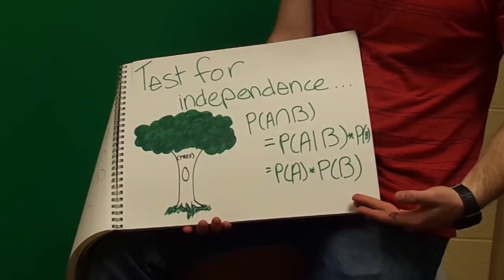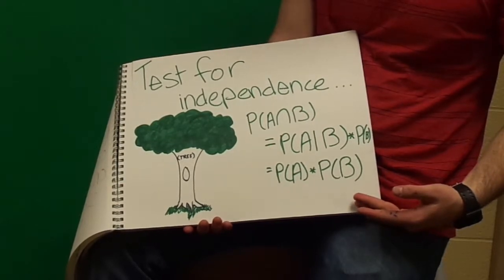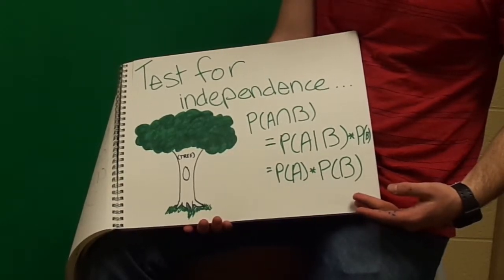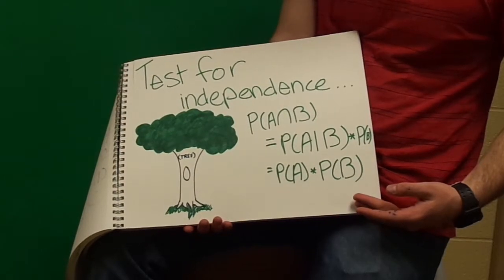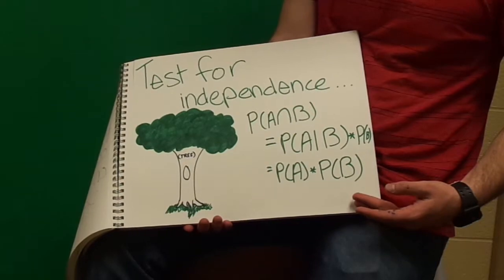Test for independence. Probability of A intersection with B equals the probability of A given B times the probability of B, which also equals the probability of A multiplied by the probability of B.